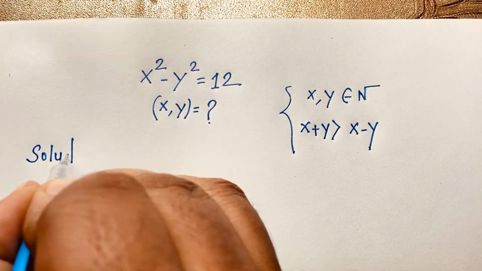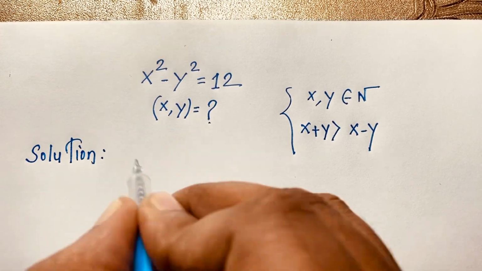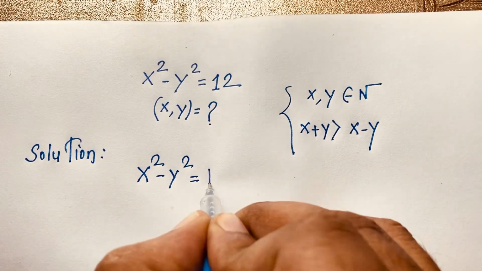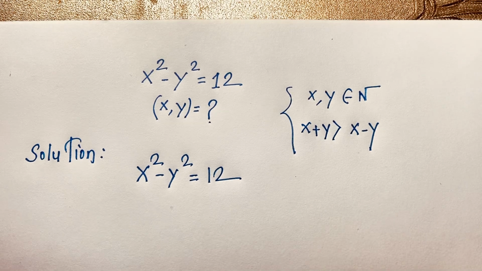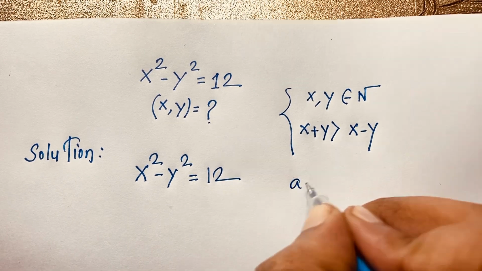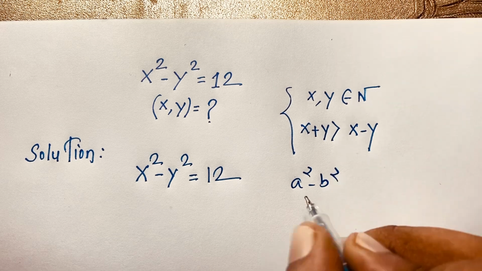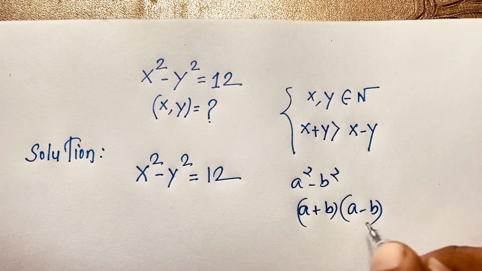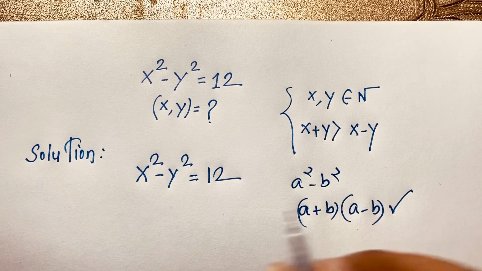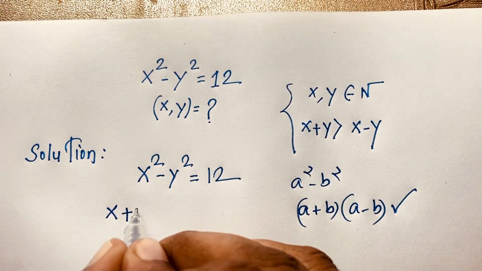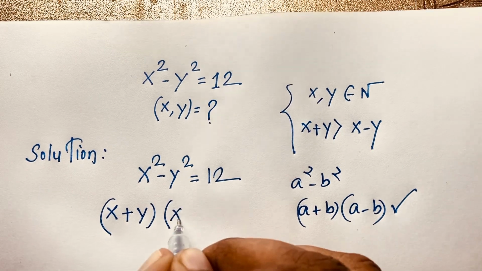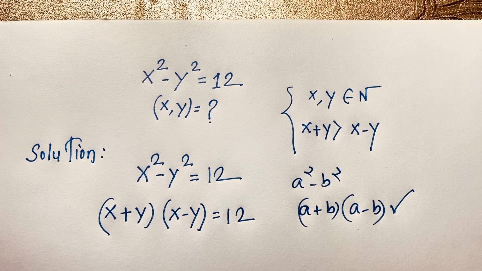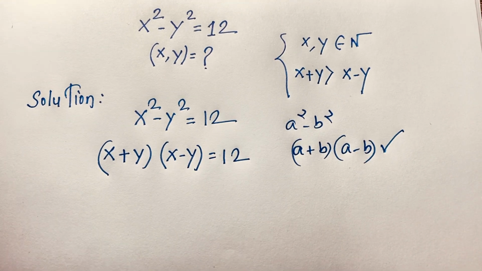Solution. Our question is x square minus y square is equal to 12. Now we know that a square minus b square is a plus b times a minus b. According to the formula, I can say that it will be x plus y times x minus y is equal to 12. Now at this moment, let's find the factors of 12.